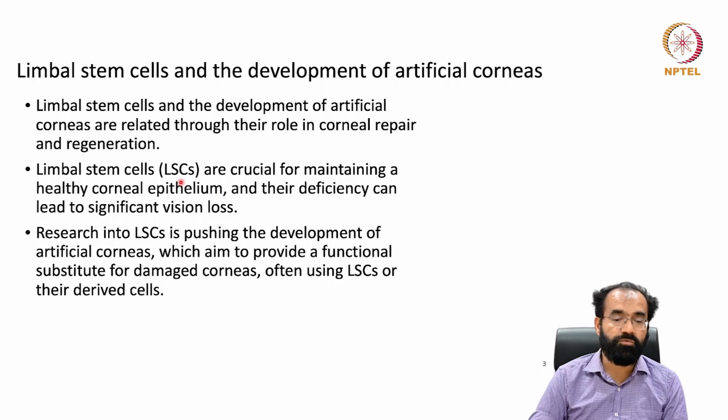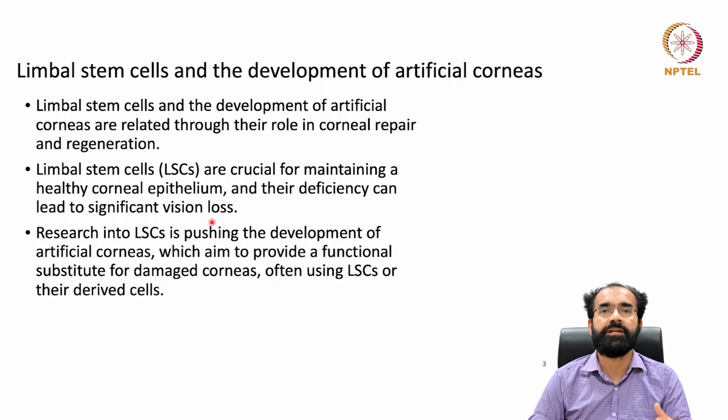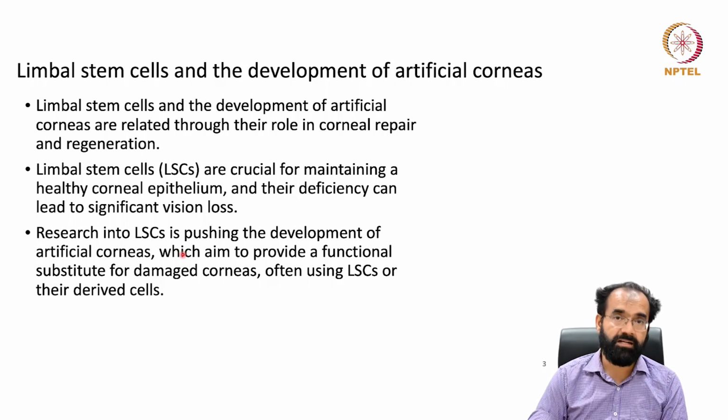Limbal stem cells, in short LSCs, are crucial for maintaining a healthy corneal epithelium, and their deficiency can lead to significant vision loss in multiple ways. It can be simple peeling off of the epithelial cells because they are not getting replenished. Many such troubles can come due to the lack of an adequate amount of LSCs. So research on LSCs is pushing the development of artificial corneas, which aim to provide a functional substitute for damaged corneas, often using LSCs or their derived cells.